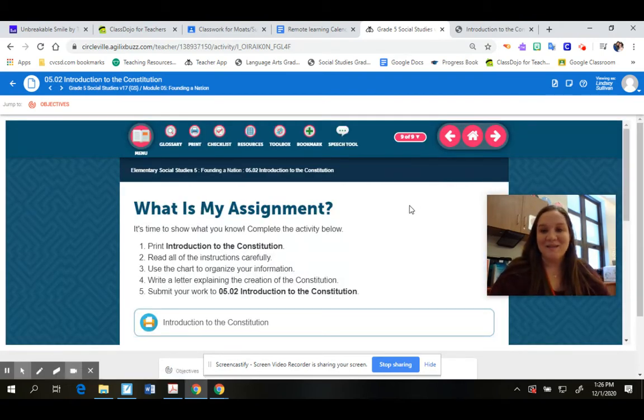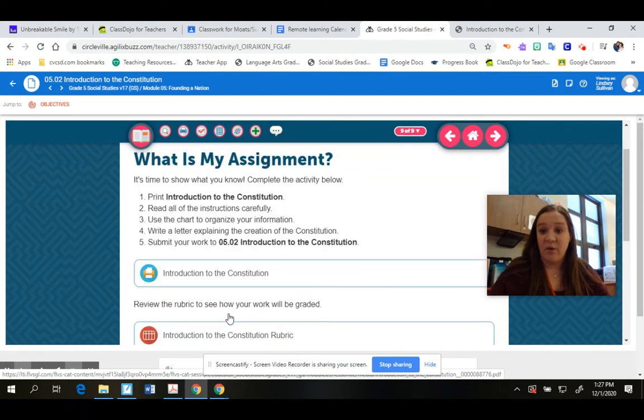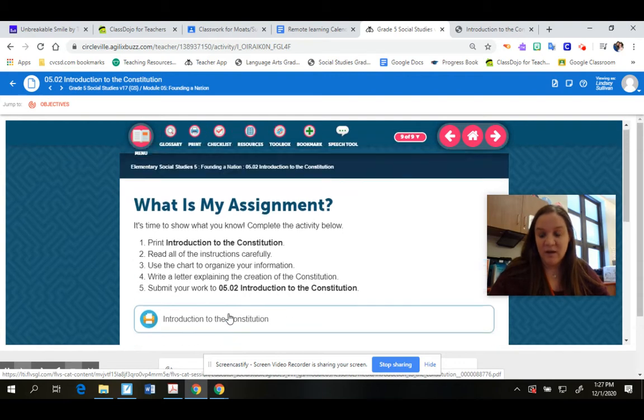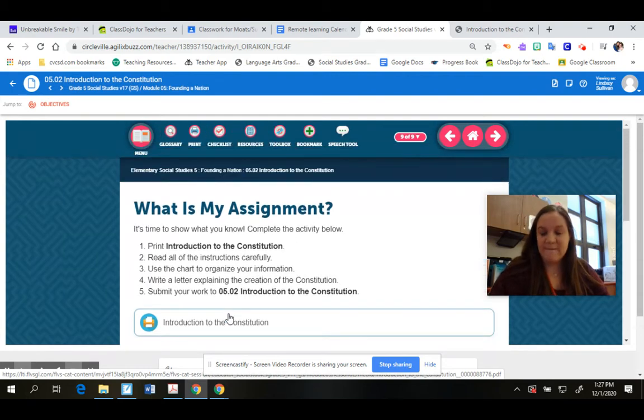This assignment gives you your instructions. It tells you to print them out. You don't have to print them out, okay? You can use your interactive notebook if you have it with you, or just a plain piece of paper is totally fine as well. Or you could use a Google Doc if you really wanted to, but make sure you transfer it over to the submit.